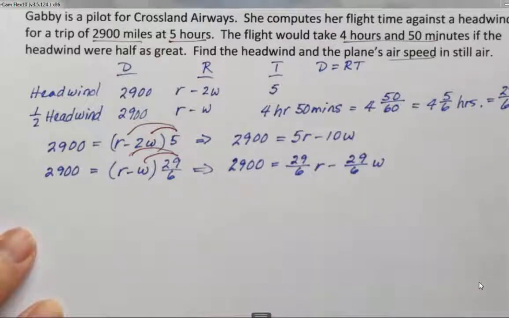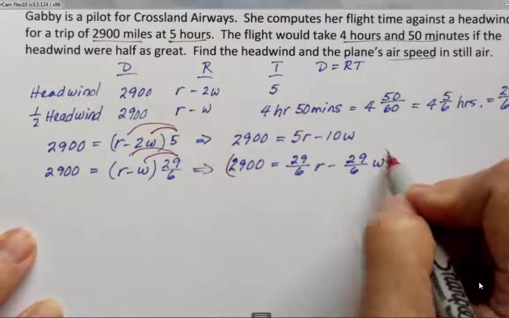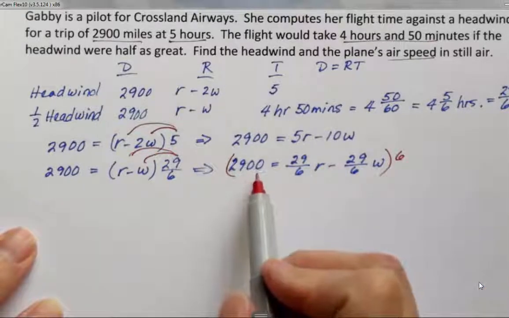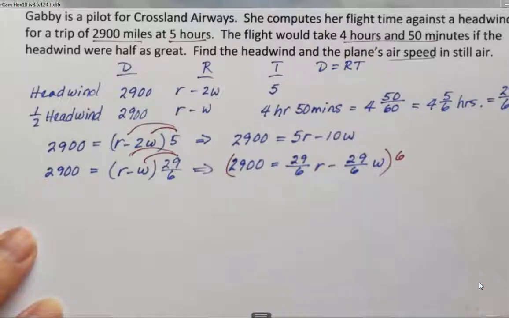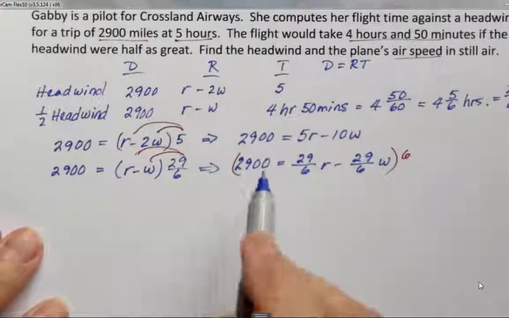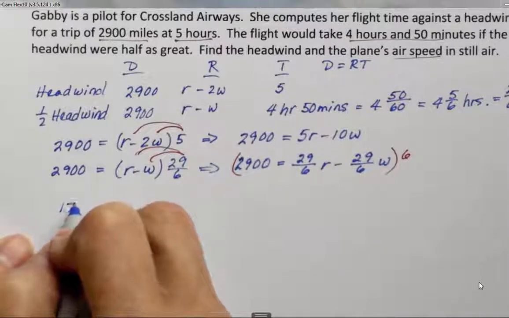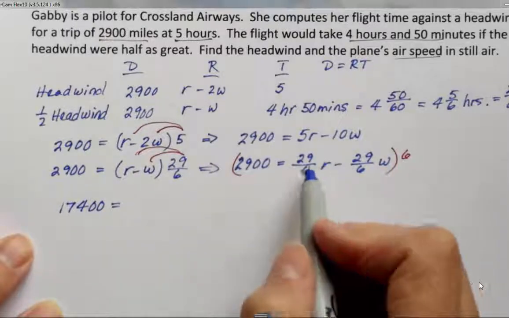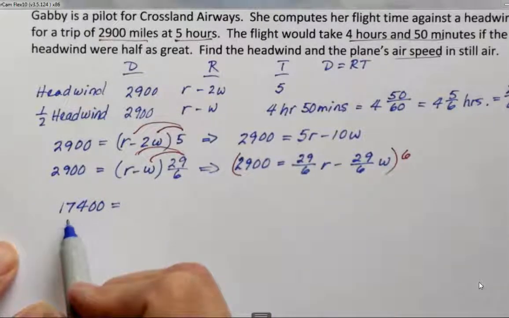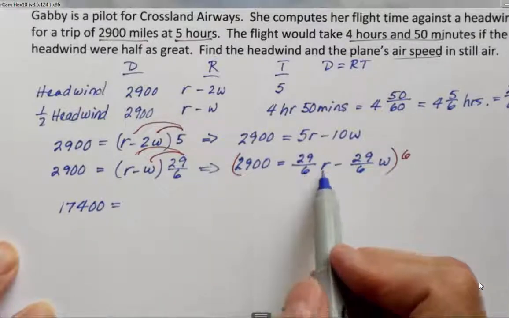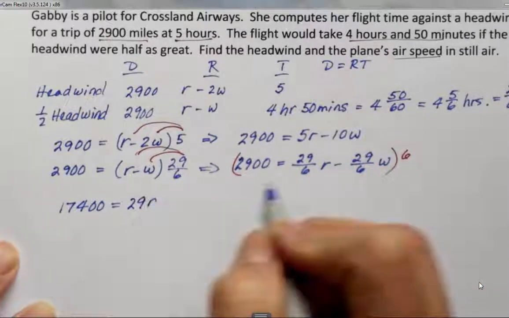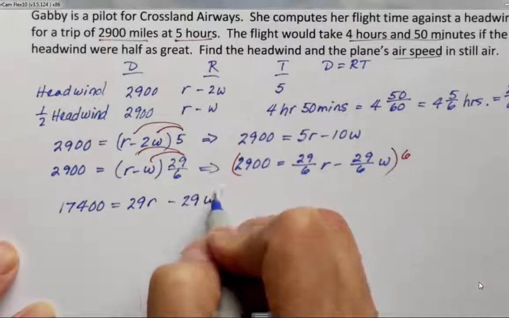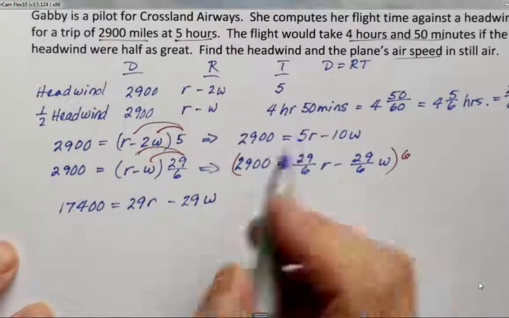Now I want to get rid of these fractions before I go any further. So to do that, I'm going to multiply everything by my common denominator, or my LCD, which is 6. So I'm going to multiply 2,900 by 6, and I'm going to multiply each one of these terms by 6. When I do that, I end up with 17,400 equal to, so 6 times 2,900 is 17,400. 6 times 29/6R is 29R. And then 6 times 29/6W is minus 29W. So that's my second equation. And then my first equation I'm going to rewrite underneath here.